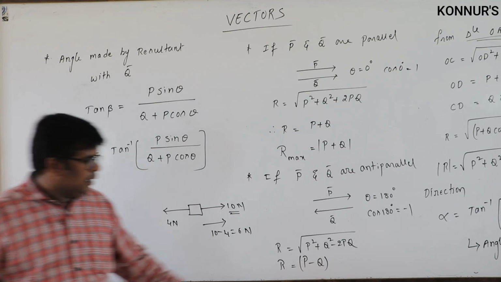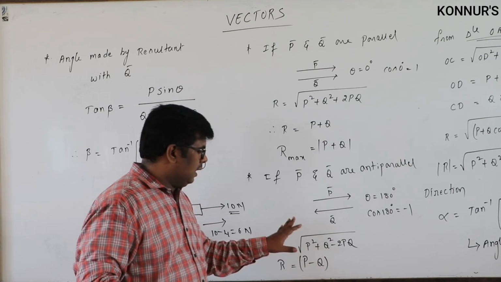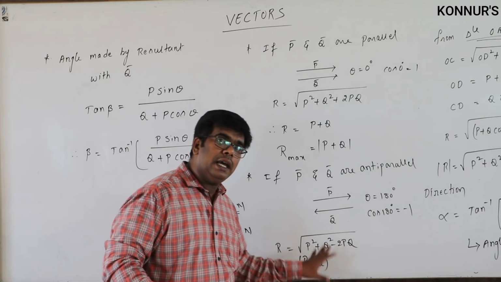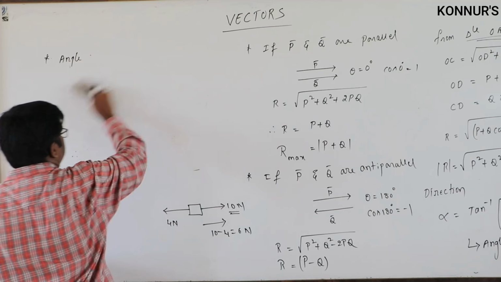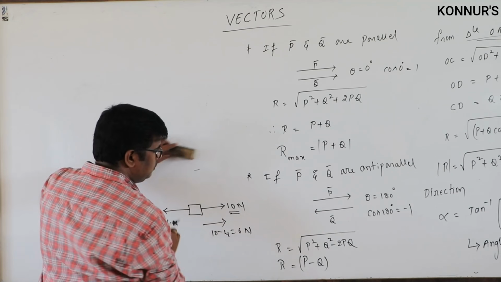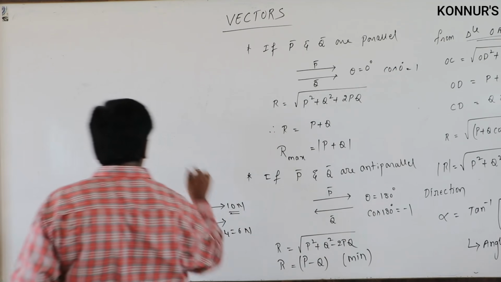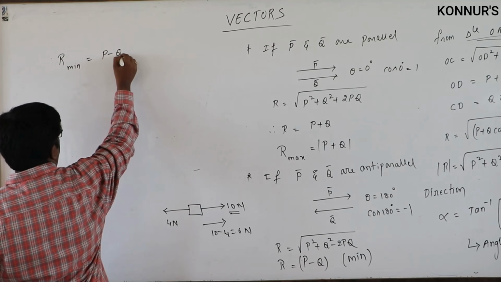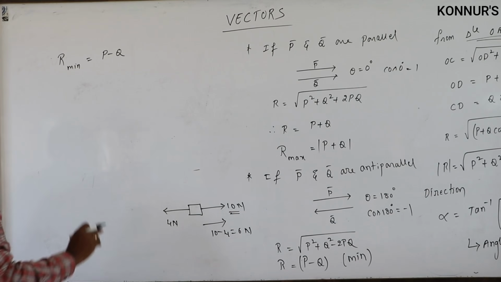In the same manner, p bar minus q bar is there. Better you take p bar difference q bar; the resultant vector should always be along the higher magnitude side. And this we can also call r minimum. So r minimum equals p minus q.